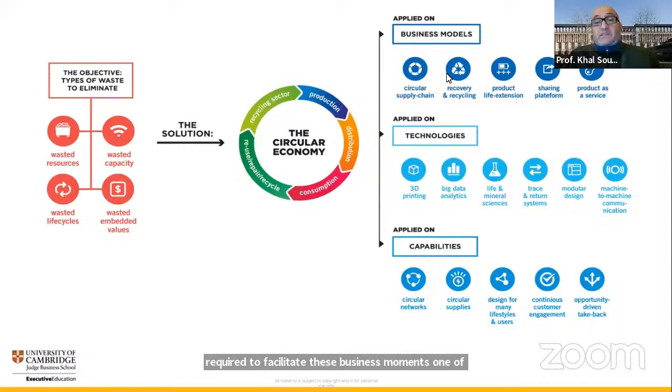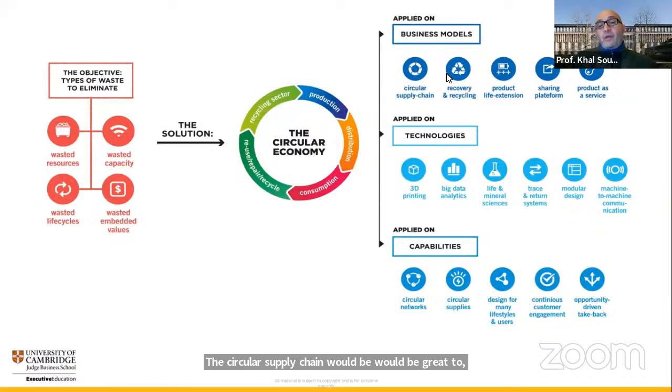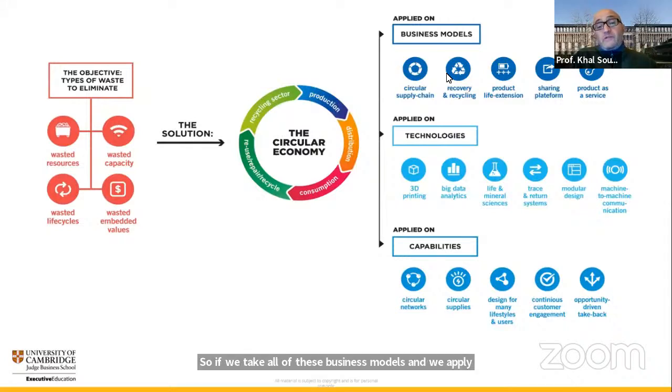One of the key business models to reduce waste is a circular supply chain. A circular supply chain would be great, but everybody in the supply chain has to buy into it. Recovery recycling is a business model. Product life extension is a circular business model. Sharing platform is a circular business model. Product as a service, circular business model. So if we take all of these business models and apply them on technologies, what kind of technologies will help us with all of these business models?